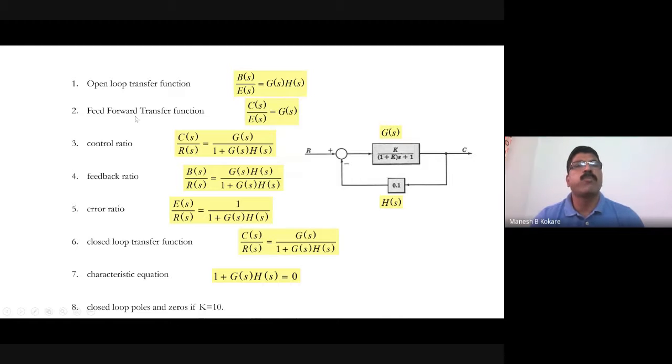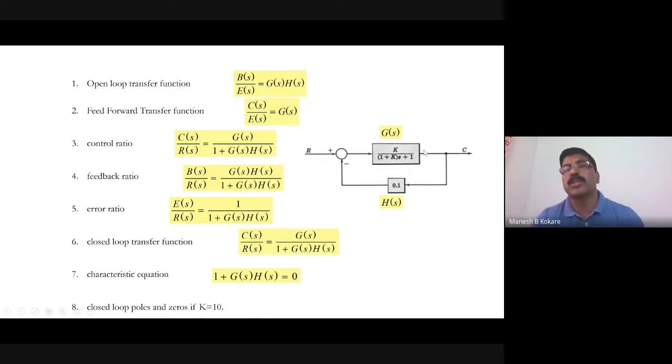Now, what is the feed forward transfer function? The feed forward transfer function is nothing but C(s) upon E(s). So this is C(s) and this is E(s), and C(s) upon E(s) is nothing but this G(s). In the given system, it is k upon (1 plus k) into (s plus 1). So this is the feed forward transfer function, and this is the feedback transfer function. The open loop transfer function means basically the product of these two.